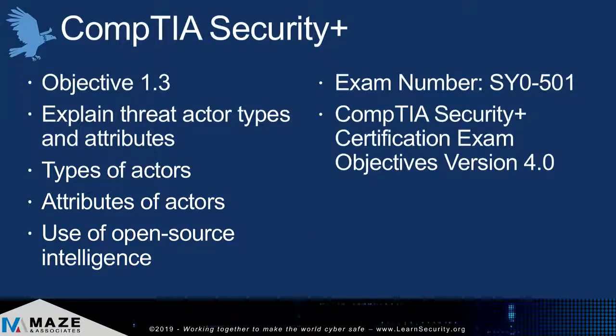There we go. So we're on Objective 1.3 today, and this one is talking about threat actors, basically. The whole objective is to explain threat actors, their types, and their attributes. So what types of threat actors are there, what attributes do they have, and how do they do their intelligence gathering? Well, most of the time it's open source intelligence, so we'll talk about what that is. Those are the objectives for the exam. And this is the newest exam. It's 501, and this is version 4 of that.